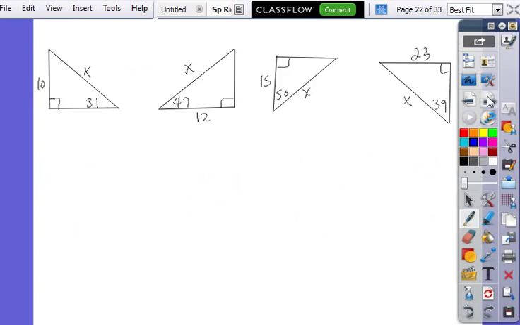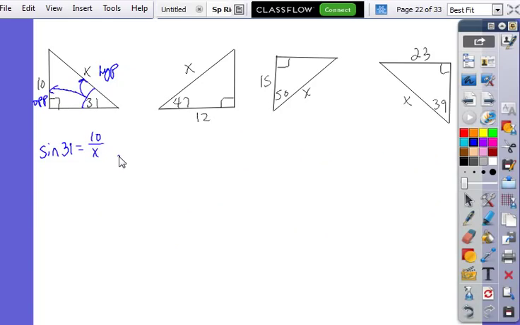I need to determine which sides I'm dealing with. So I start at the 31. That's the opposite side. That's the hypotenuse. So that's obviously going to be a sine problem. So I'm going to say sine of 31 equals the opposite, which is 10, over the hypotenuse x.